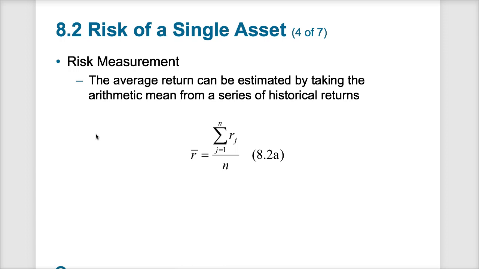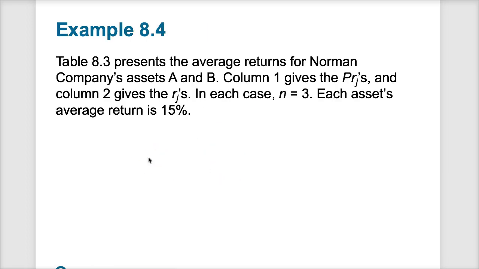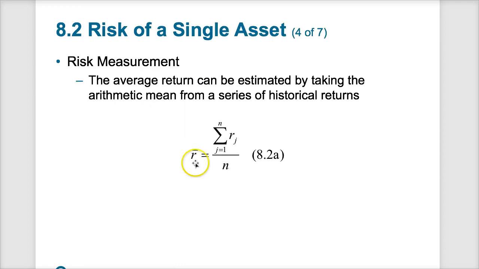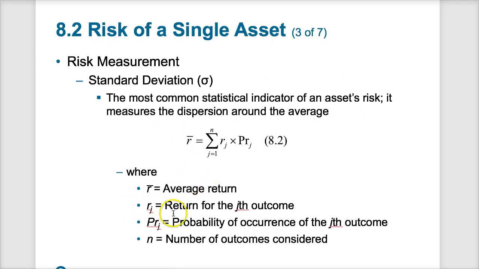First, we would need the average return to be estimated. So it's just a simple average formula where we take the sum of the returns and divide by the number of, say, years we're looking at. So for example, let's look at Norman Company again, stocks A and B. So column 1 will give you the projected occurrence, and column 2 would give you the return.